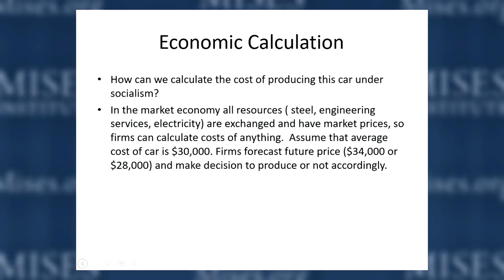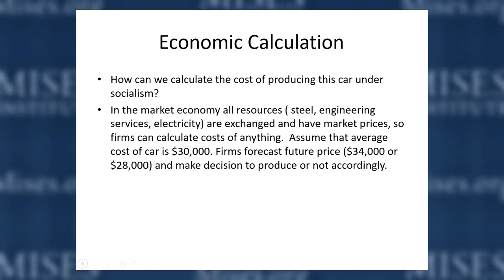On the market, all resources at every moment have a price because they're all privately owned and they're all continually exchanged. So you add up the prices of those quantities of goods and inputs, given by the production function, that you need to build the car, and you come up with some kind of a cost of production. So let's say the cost of the car is $30,000.